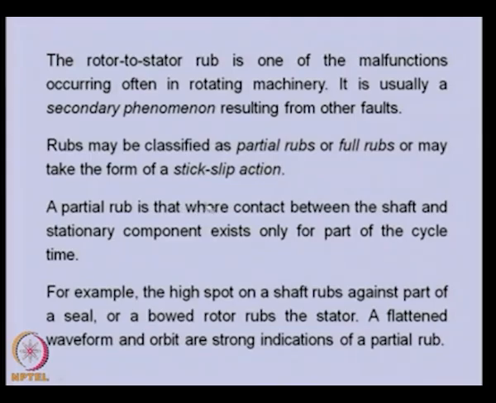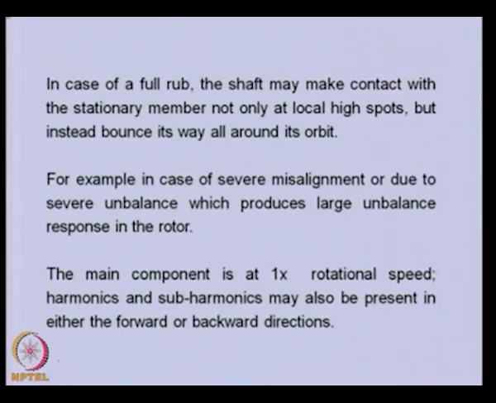A partial rub is one where contact between the shaft and the stationary component exists only for a part of the cycle. For example, the high spot on the shaft rubs against part of the seal, or a bowed rotor rubs the stator. The flattened waveform and orbit are strong indications of partial rub. So, from the waveform we can identify whether rub is taking place if it is getting flattened.